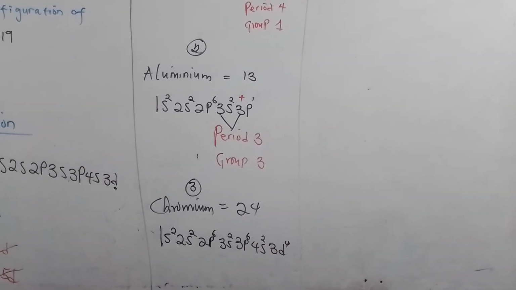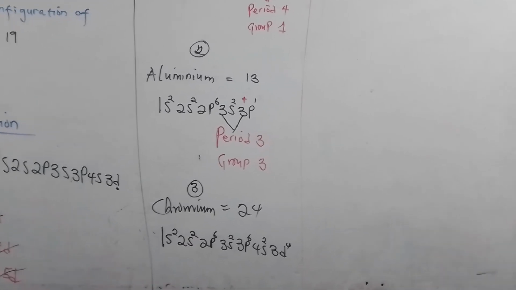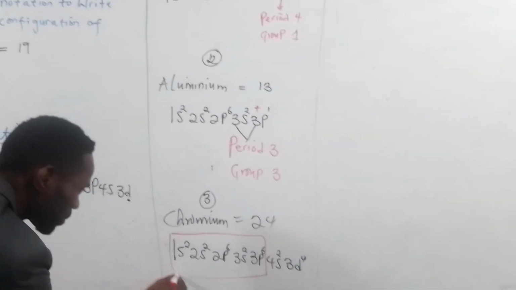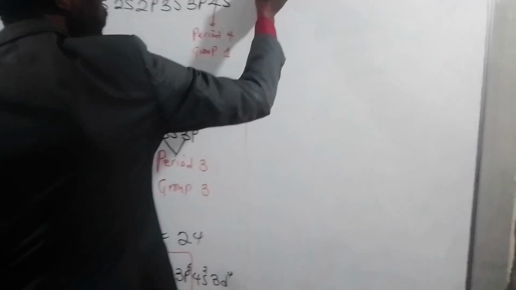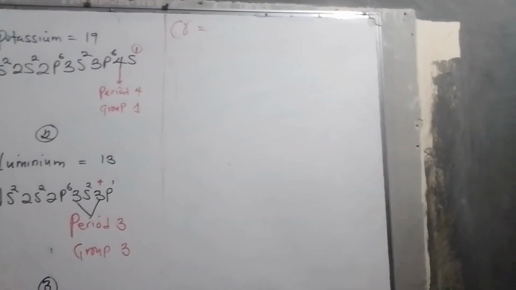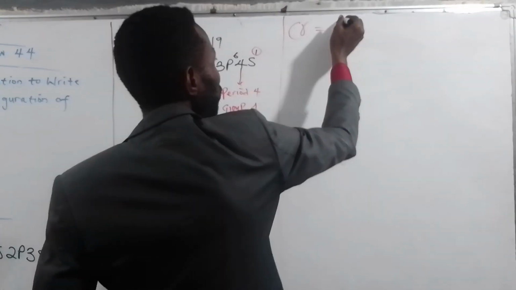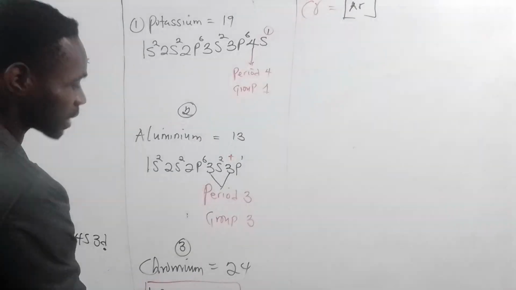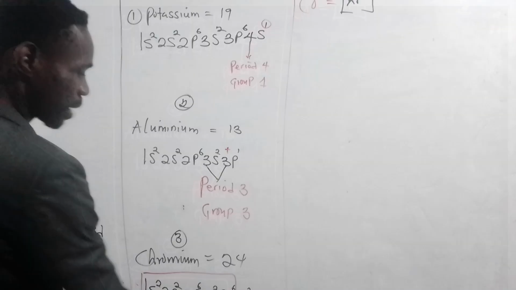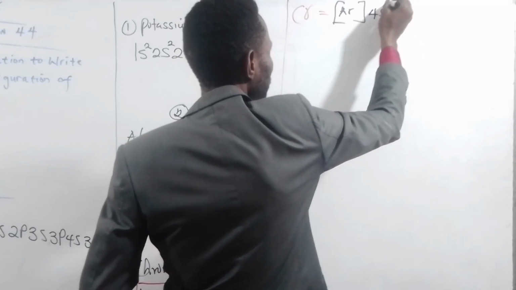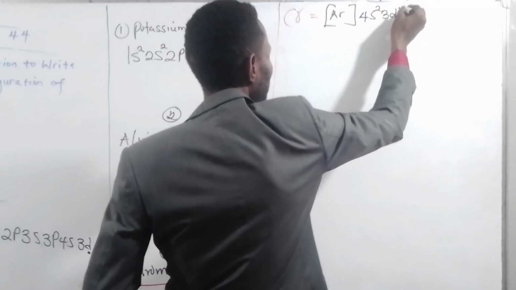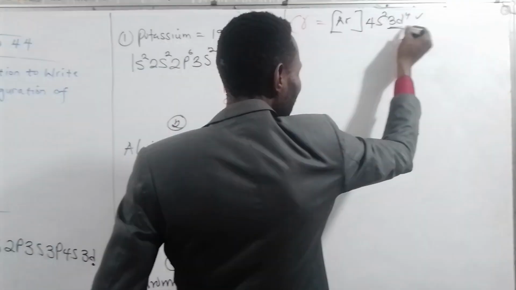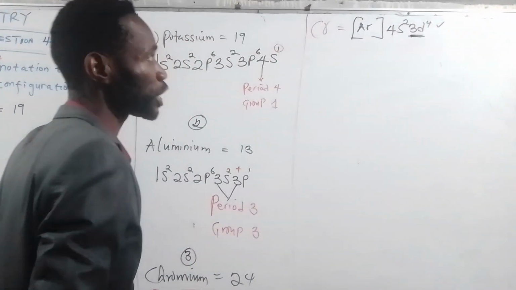What I have here is chromium. Please understand that chromium can easily be written like this. From here down to this point here is argon. So chromium can also be written as argon. Those of you writing JAMB, you see something like this, argon, which is the electronic configuration of this one in that rectangle. Then we have 4s2 and we have 3d4. Please understand that chromium is a transition metal, and you can see that it has an incompletely filled d orbital.